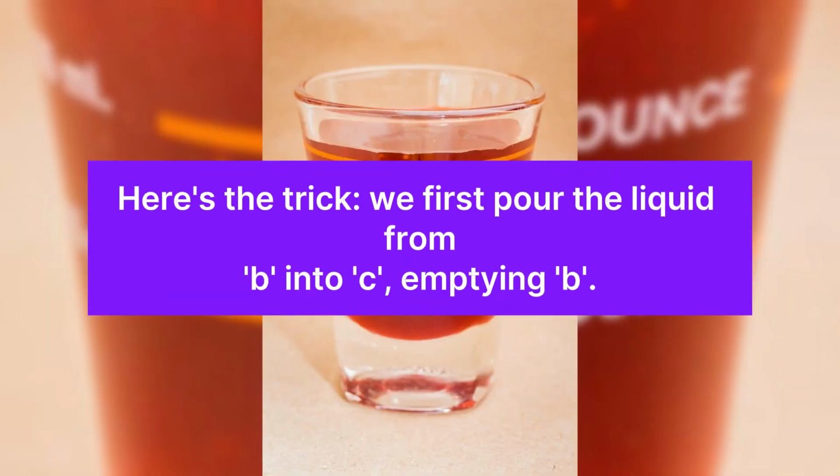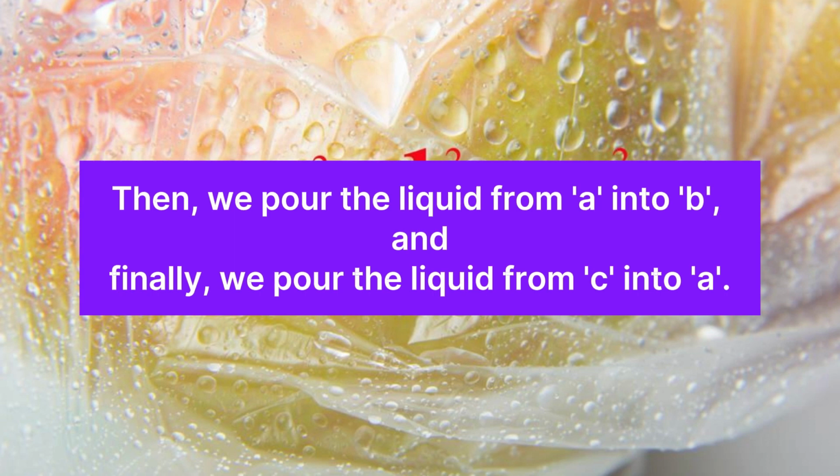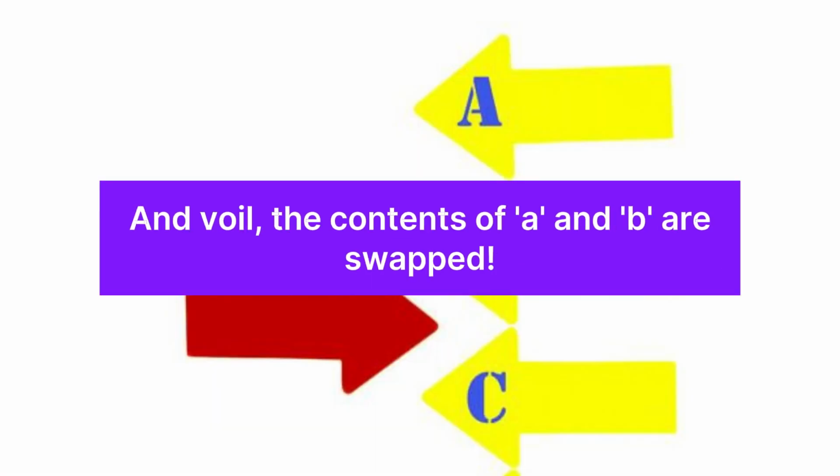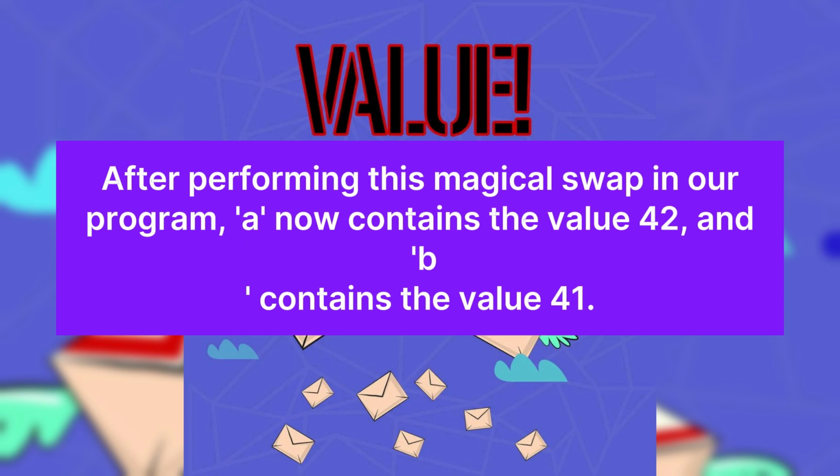Here's the trick. We first pour the liquid from B into C, emptying B. Then, we pour the liquid from A into B, and finally, we pour the liquid from C into A. And voila, the contents of A and B are swapped. After performing this magical swap in our program, A now contains the value 42, and B contains the value 41.